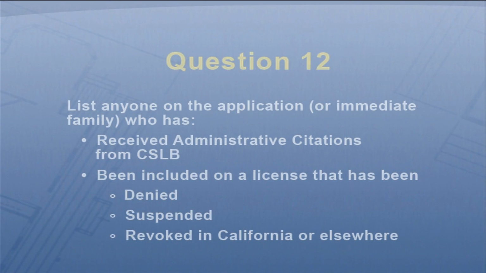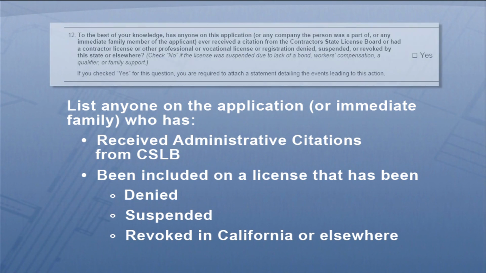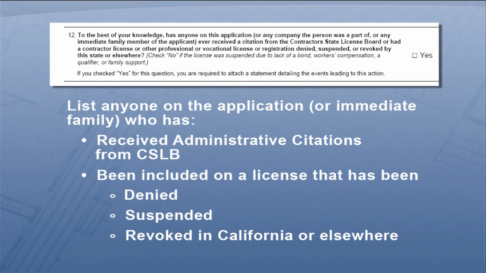Question 12 asks if the qualifier, anyone included on the application, and any immediate family, remember to refer to that listing from question 10, have received any administrative citations from CSLB, or if they've been on a license that has been denied, suspended, or revoked in California or elsewhere. If you check yes, include a detailed statement on a separate sheet of paper explaining the situation.